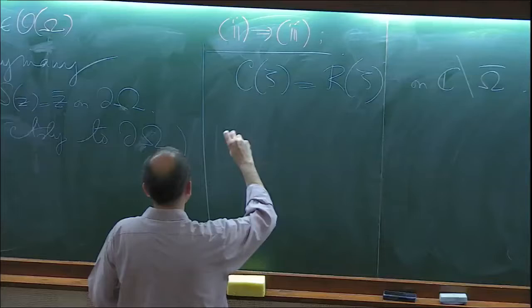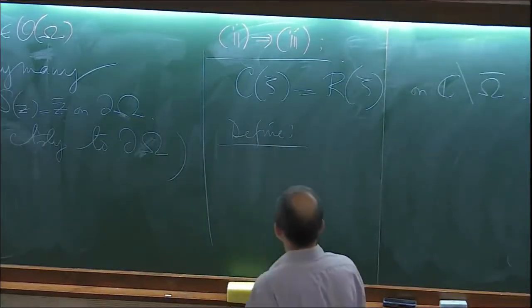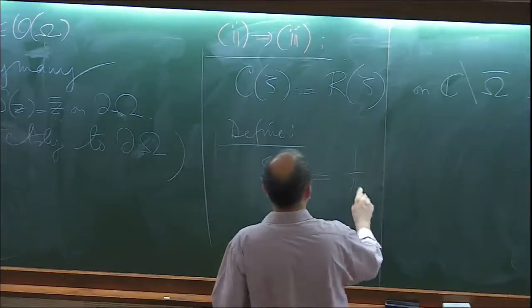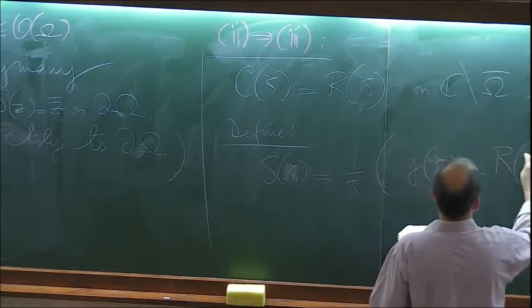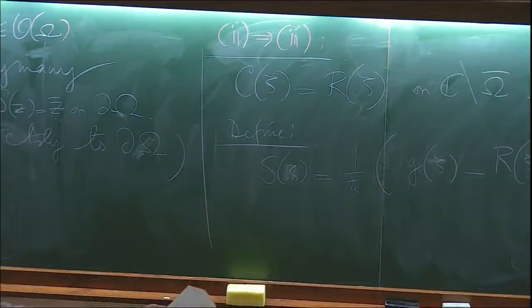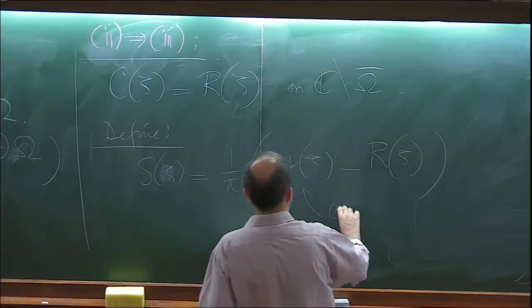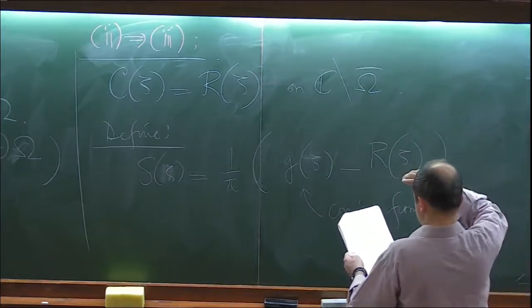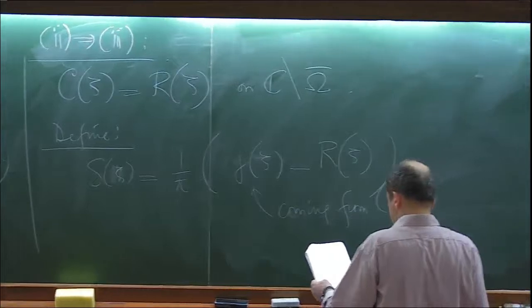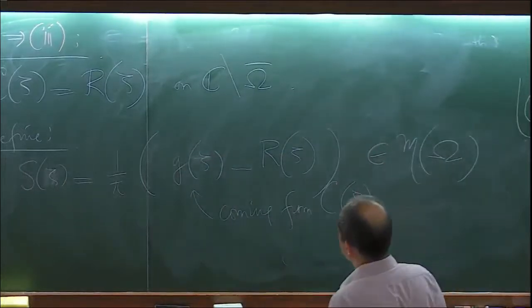Let's look at this new function. So consider. Define S of z to be 1 over pi, G of zeta minus R, and this G is exactly the G from the lemma that I wrote down. Remember, the Cauchy transform is z bar plus a holomorphic charge. That's the G, coming from C of zeta. So look at this function. So this is meromorphic on my domain omega, clearly, because G is holomorphic and R is rational.